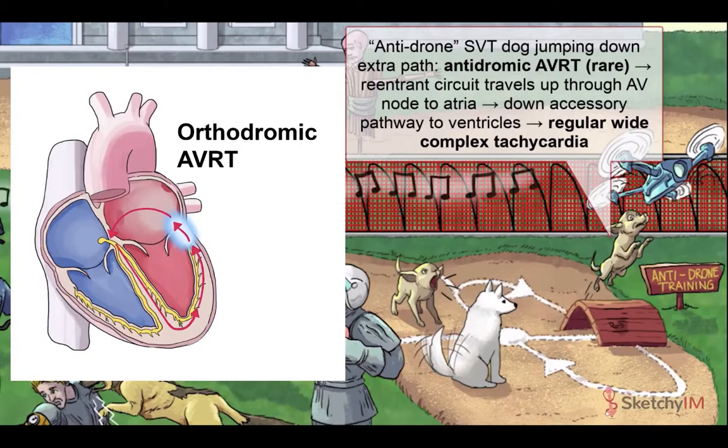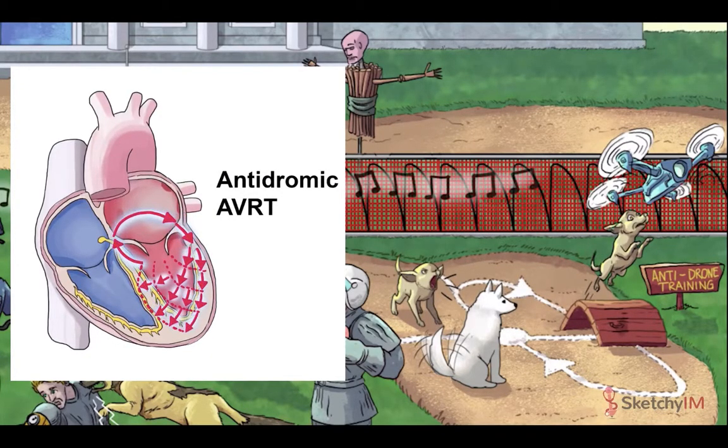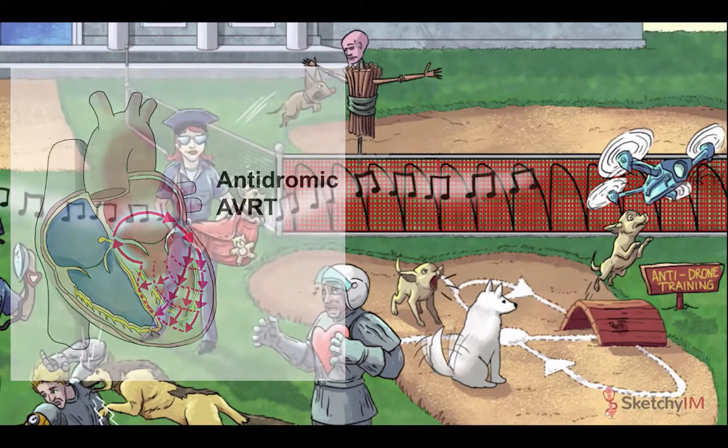These circuits most commonly run in an orthodromic direction. The impulse goes down the AV node, through the normal conduction system of the ventricles, and back up through an accessory pathway. Sneaky, sneaky. If the circuit runs backwards, however, in the antidromic direction, in other words, through the accessory pathway to the ventricles and back up through the AV node, now we're dealing with slower ventricular depolarization and a wide complex tachy. Just like the orthodromic version, antidromic AVRT is initiated by atrial or ventricular premature beats, but more rarely occurs.